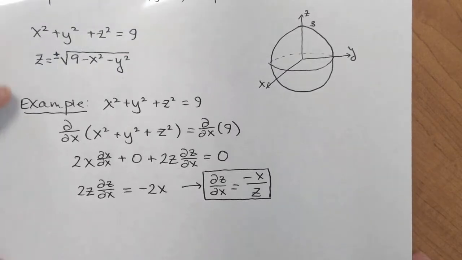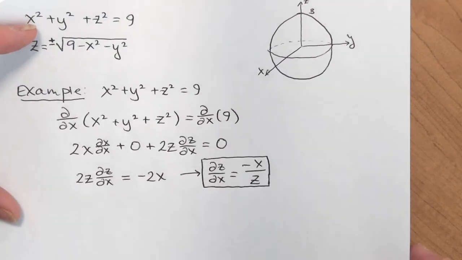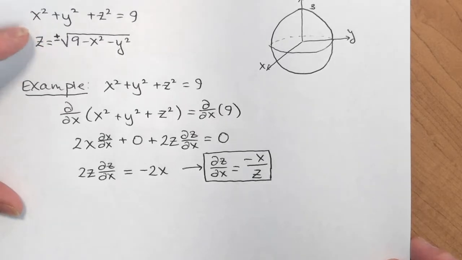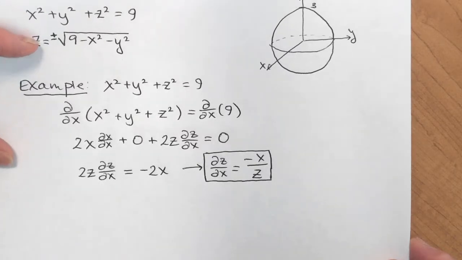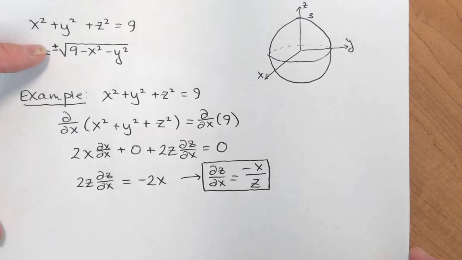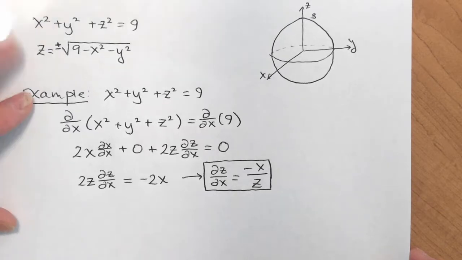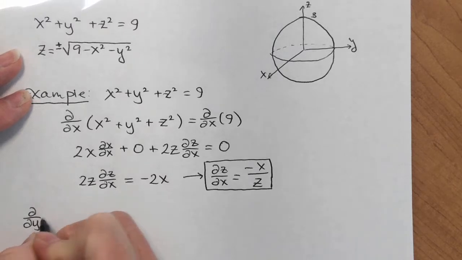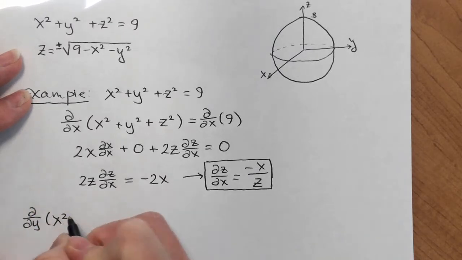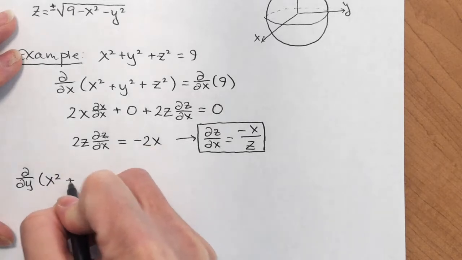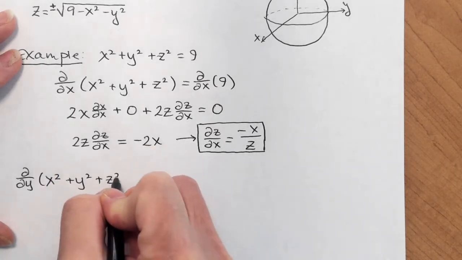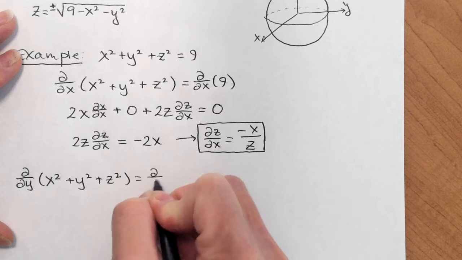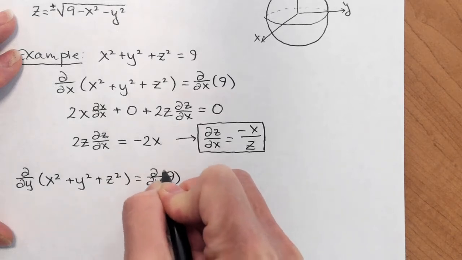So in order to find partial z partial y, we're going to do a similar calculation. We're going to think of z as a function of y and consider x to be a constant and differentiate with respect to y. So the partial derivative with respect to y of x squared plus y squared plus z squared equals the partial derivative with respect to y of 9.